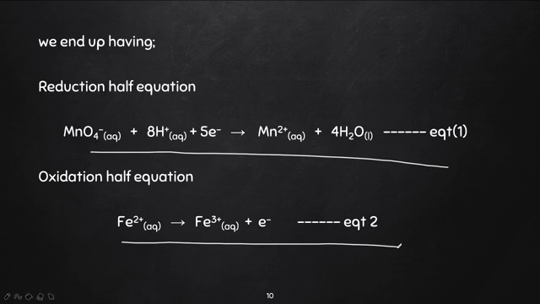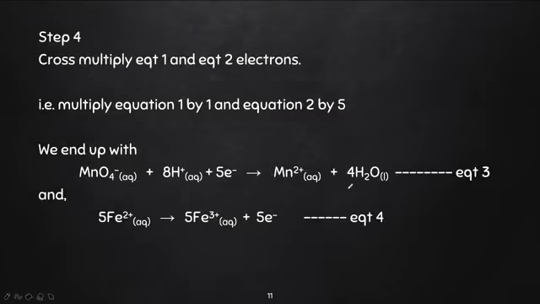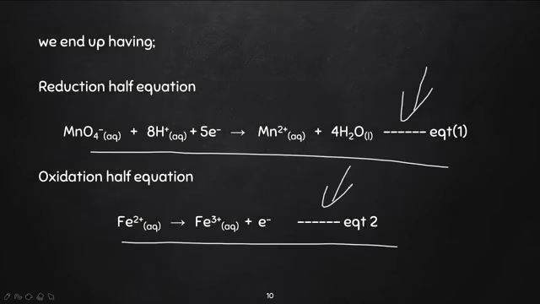Let's call the reduction half equation equation 1, and the oxidation half equation equation 2, because we're still going to do something to them. The next step, step 4, is to cross multiply equation 1 and equation 2. That is, multiply equation 1 by 1 and equation 2 by 2. The reason is that we're multiplying the two equations by the stoichiometric coefficients in front of the electrons.